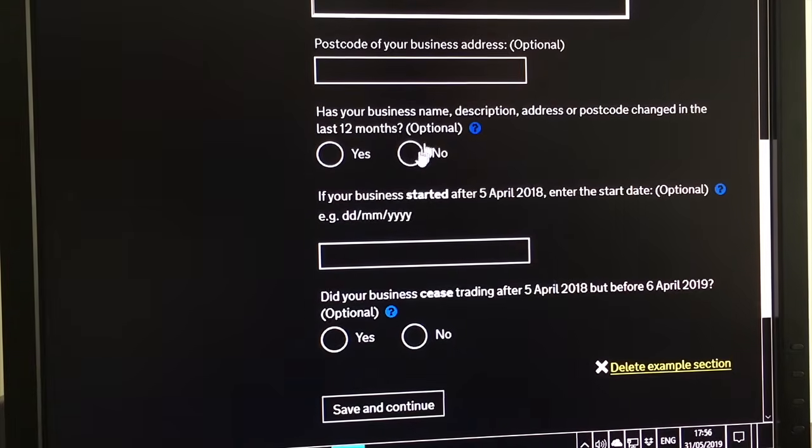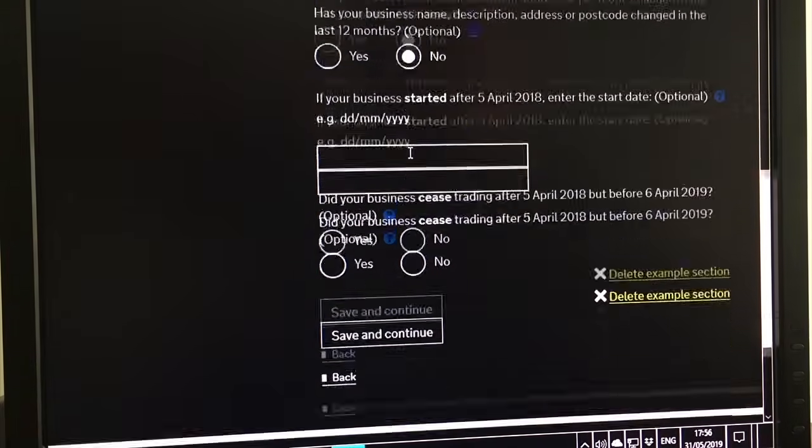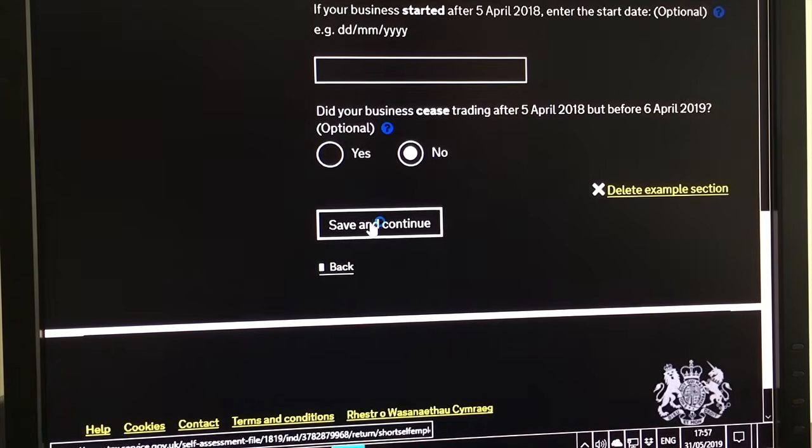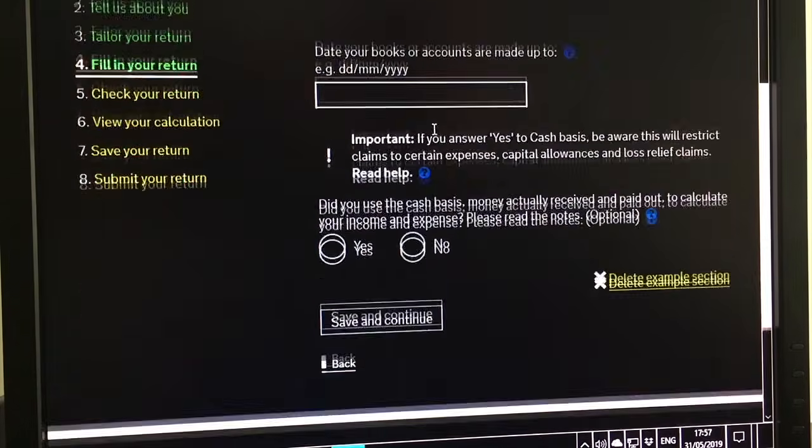Is your business name changed? No. We'll say no. If your business started after the 5th of April, we're going to say no, it didn't, because you're carrying on your business. Did your business cease? No. Did your business cease after the no? Right, that should be that. Hopefully it doesn't come up with any errors.